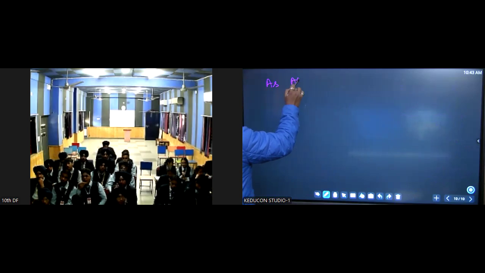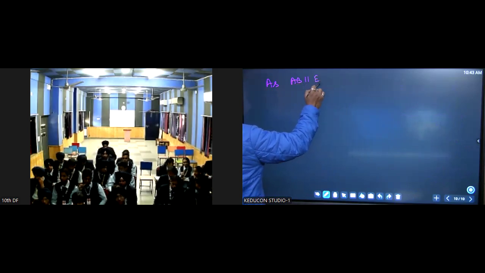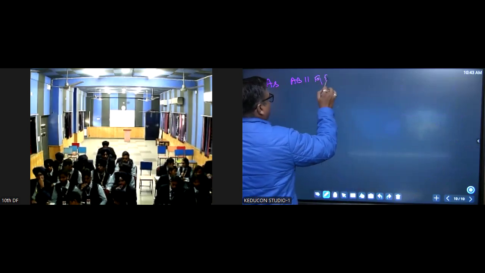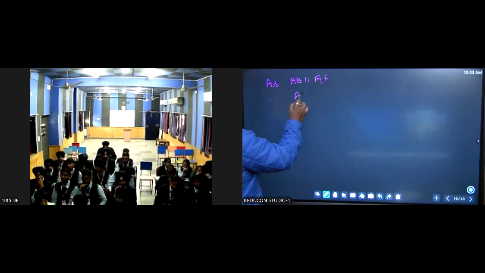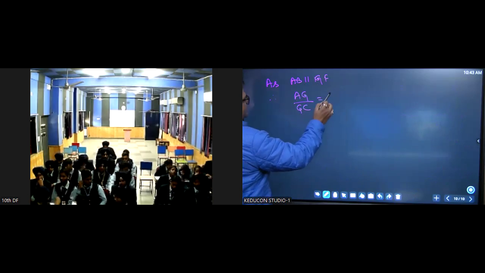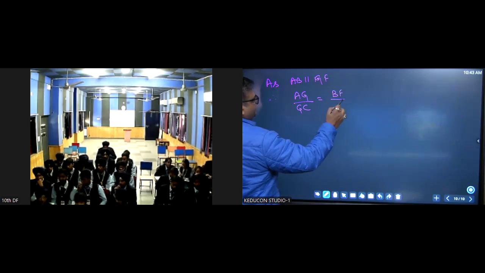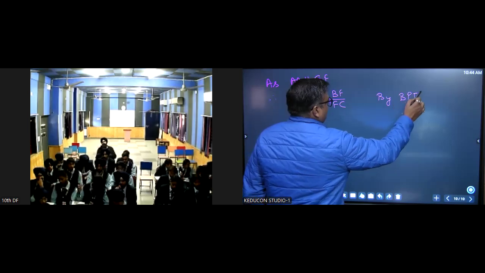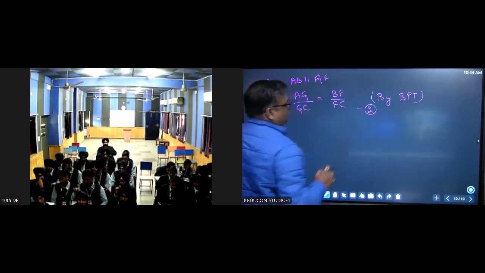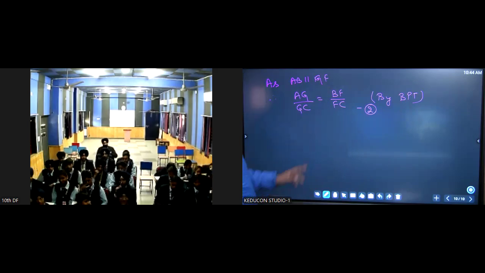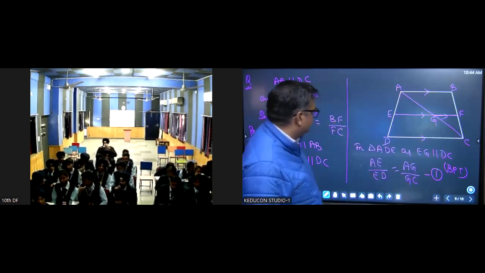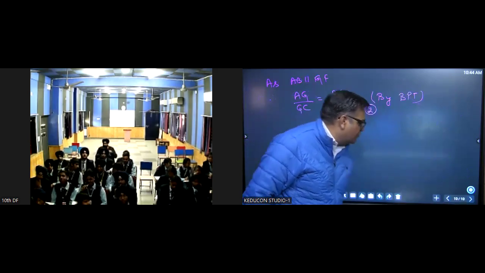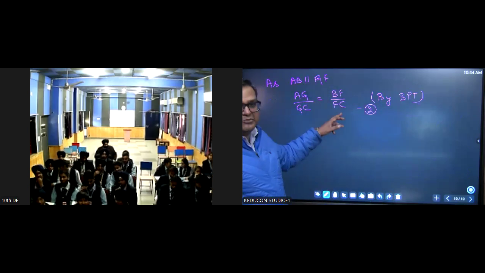As AB is parallel to GF, therefore AG upon GC is equal to BF upon FC. So let's say this is equation 2, right? Now observe carefully 1 and 2. What is 1? AE upon ED equal to AG upon GC. What is 2? AG upon GC equal to BF upon FC.